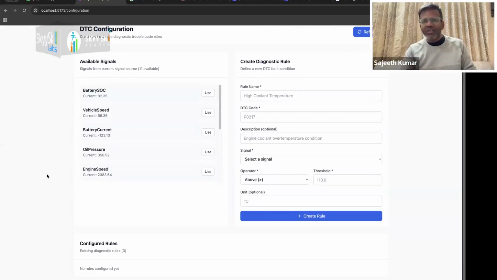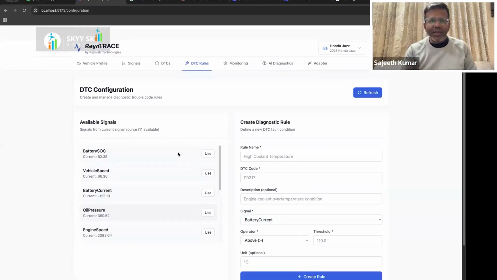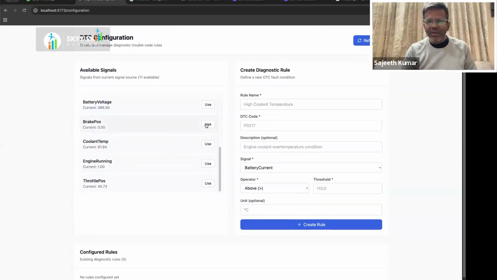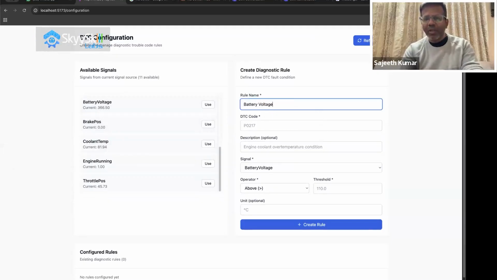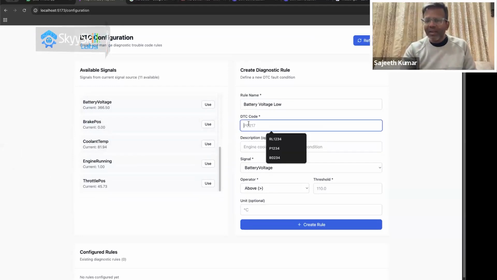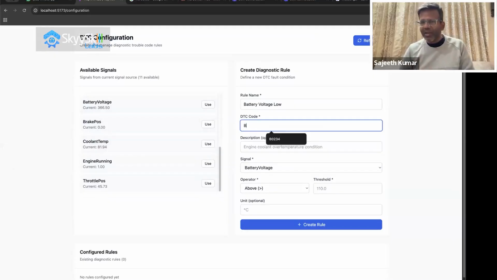So all you do is select a particular signal. I think this is not completely live. Okay, so you select a particular signal, break position. Break position is 0, or okay, let's use battery voltage. So you say, okay, battery voltage, there is an error you're creating. We are calling it battery voltage low. We'll have to give a code for it. It's an ISO standard, so battery is in the battery system, so we'll give it B.